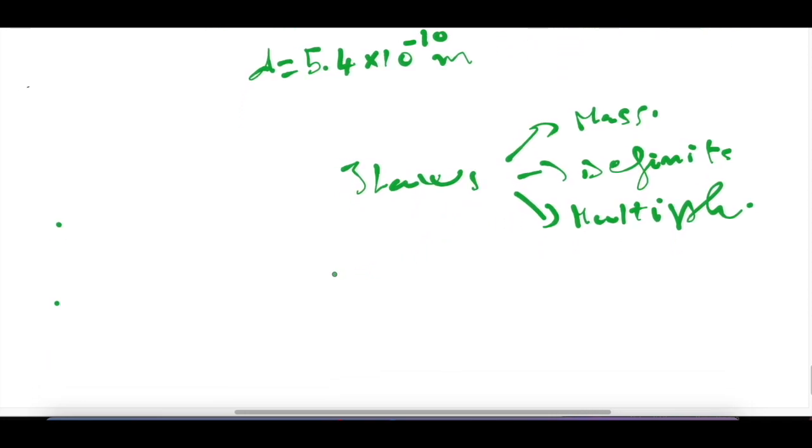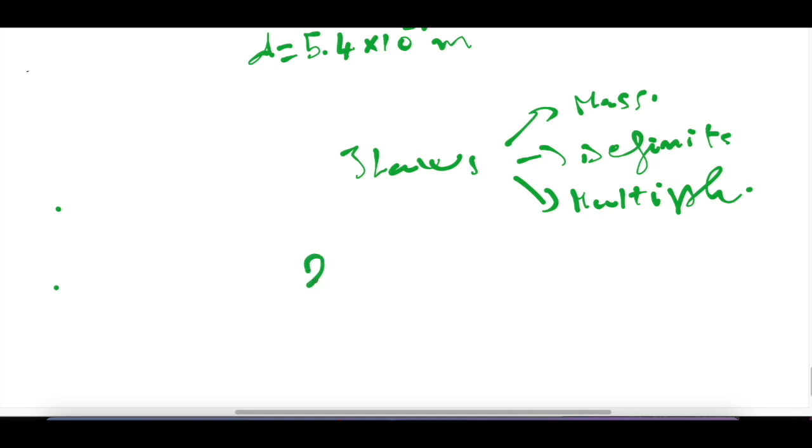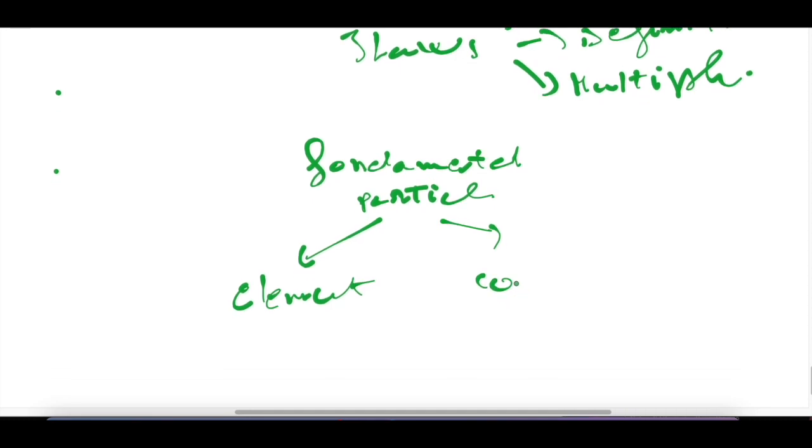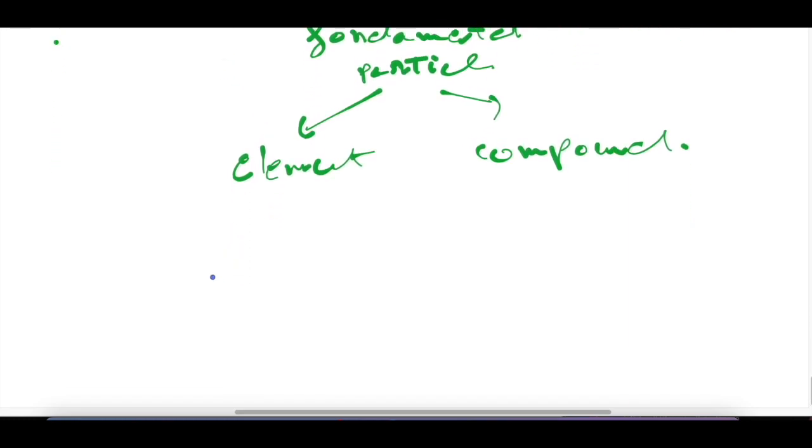This modern atomic theory also could distinguish between a fundamental particle of an element or of a compound, a molecule. This modern atomic theory is based on 6 postulates.